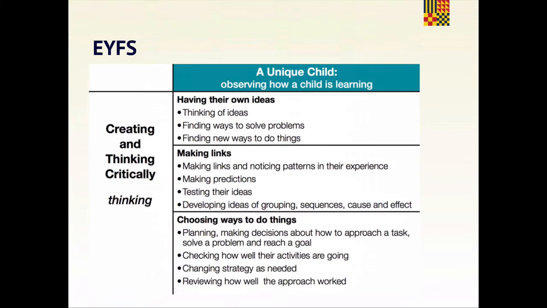Believe it or not, we put this sort of thing on our curriculum for our 3, 4, and 5-year-olds. Before they start formal education, the ideas of computational thinking are part and parcel of the foundations for their learning. We call it the characteristics of effective learning. We talk about children learning to create and think critically. What does that include? It means having their own ideas, finding ways to solve problems. What does it include? It means making links, being able to make predictions, being able to test out their ideas. What does it include? Choosing their own way to do things, checking how well things are going, evaluation, changing their strategy as needed.